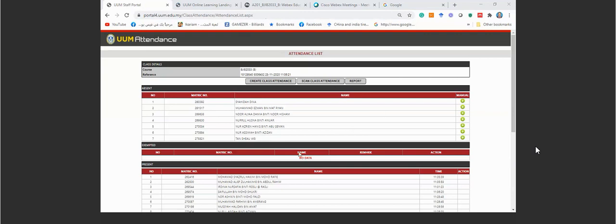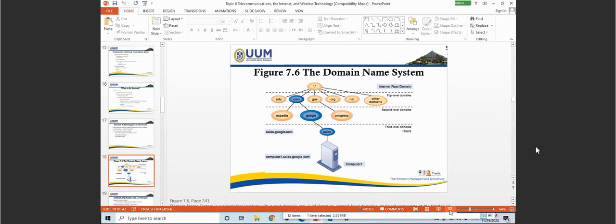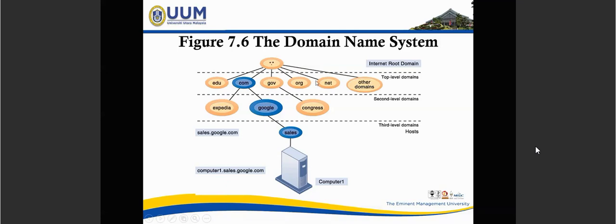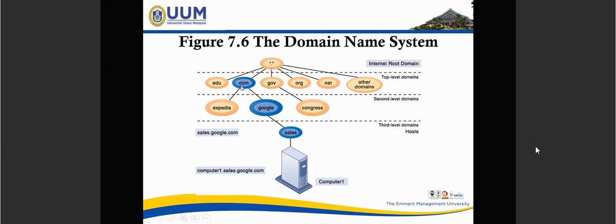Okay. Now let's go back to our chapter. What is the domain name? Domain names look like that. Dot is the root domain. That means we start from a dot. UUM is the company name. Dot, we start to develop the root. We have edu, com. Com is commercial. Gov is government. Org is organization. Net is information, informative. Other domains depend on that. So these abbreviations belong to the top level domain.